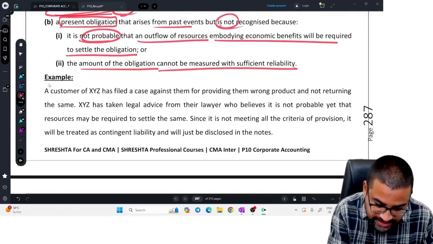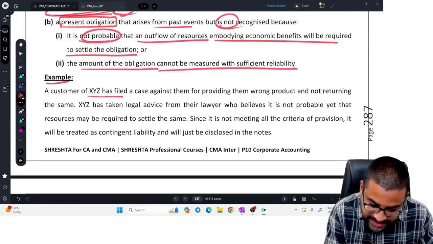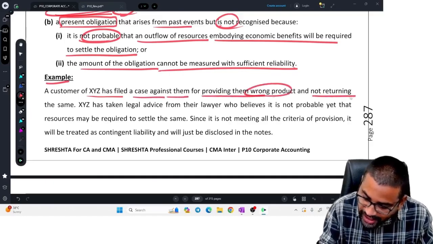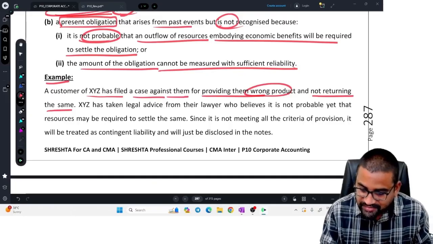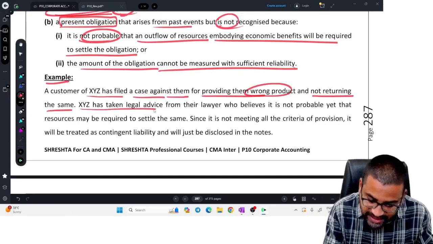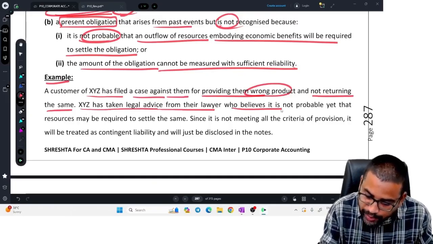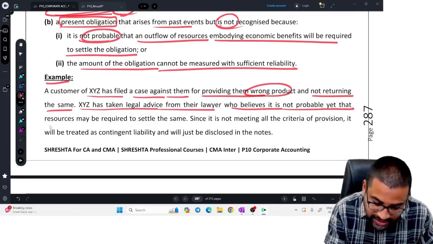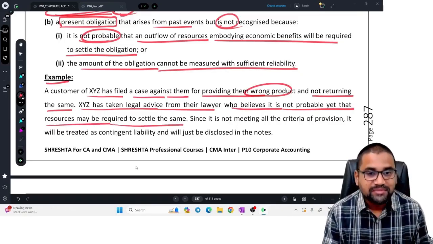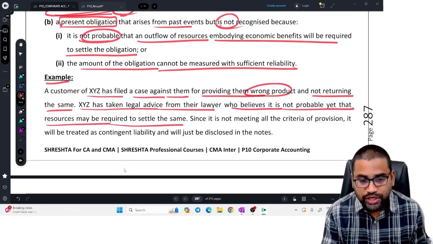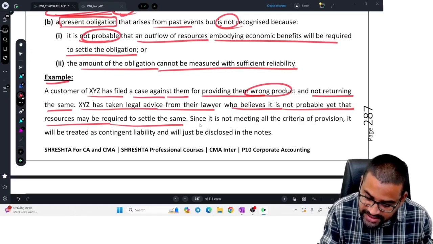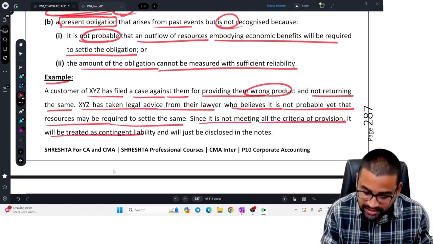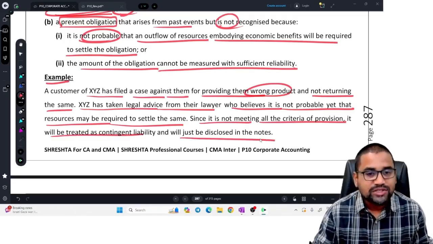See, they have given one example also. A customer of XYZ has filed a case against them for providing a wrong product and not returning the amount. XYZ has taken legal advice from their lawyer, who believes it is not payable. It is not probable yet that resources may be required to settle the same. That means we are not going to lose the case. Since it is not meeting all the criteria of a provision, it will be treated as a contingent liability and just be disclosed in the notes.